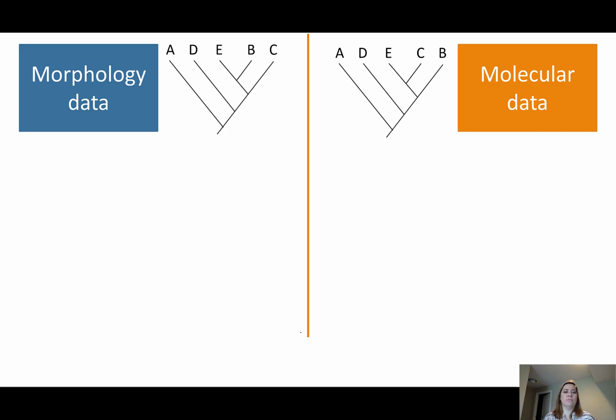So let's say that we've got a morphological data set of 5 taxa, or we can talk about the carnivores if we really want. And we've got a molecular data set. And for each of these data sets, we get a tree. And if you look at the morphological tree, species E and B are sisters. And in the molecular data sets, taxa E and C are sisters. And so we have to decide which tree here is better.